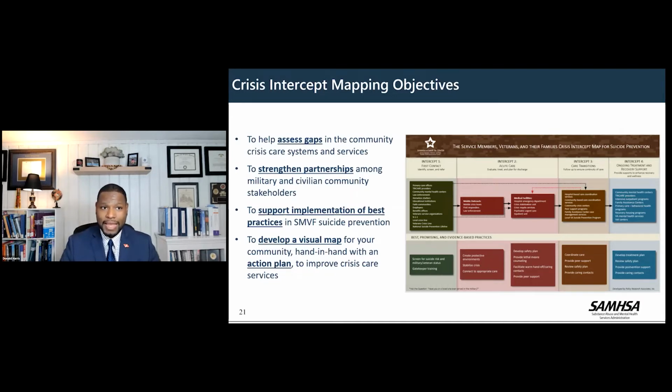So that at a very high level is what the objectives are of crisis intercept mapping, and we work through it systematically with community partners at the county, city, and local level.